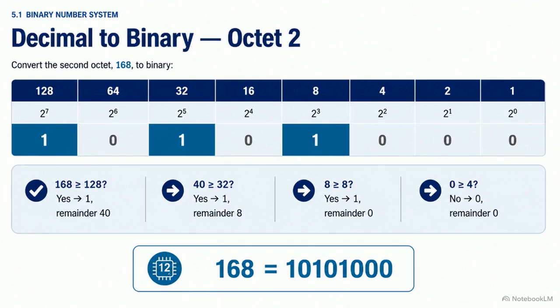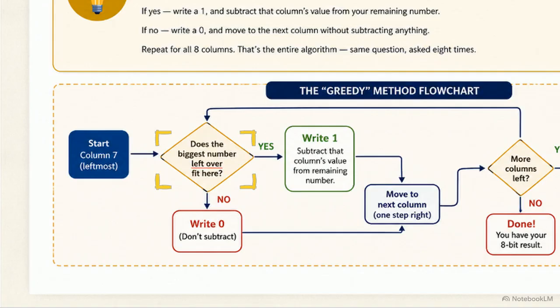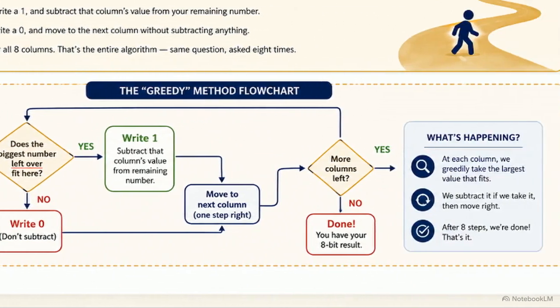This table shows our first task: converting the standard decimal number 168 into an 8-bit binary sequence. This flowchart shows the greedy method. Just ask, does the biggest number fit? For 168, 128 fits, write 1, leaving 40. 64 doesn't, write 0. 32 fits, write 1, leaving 8.